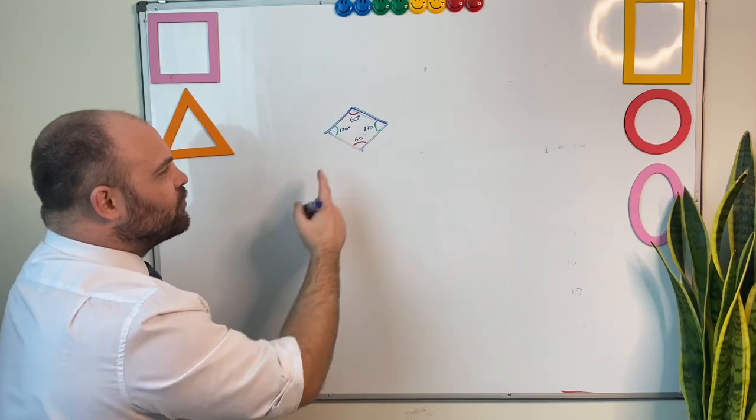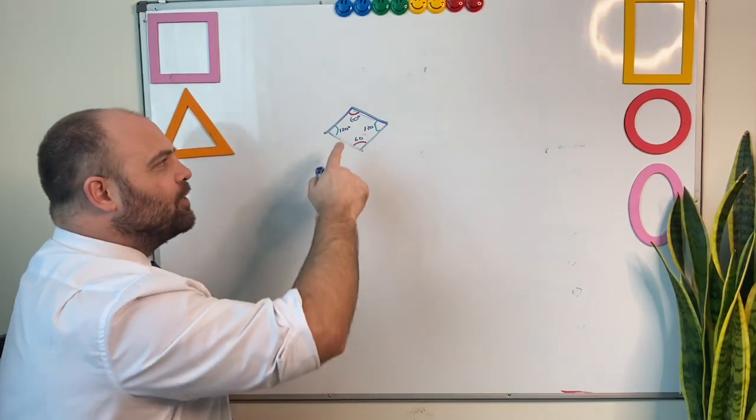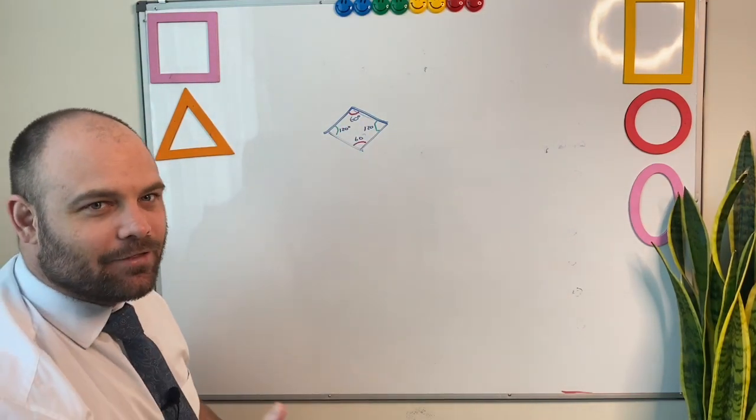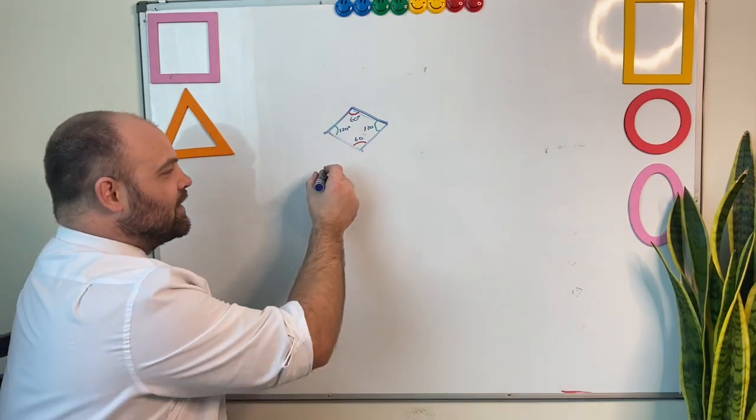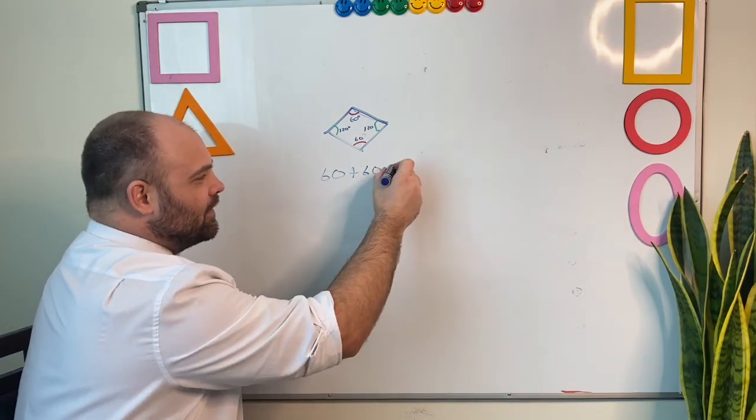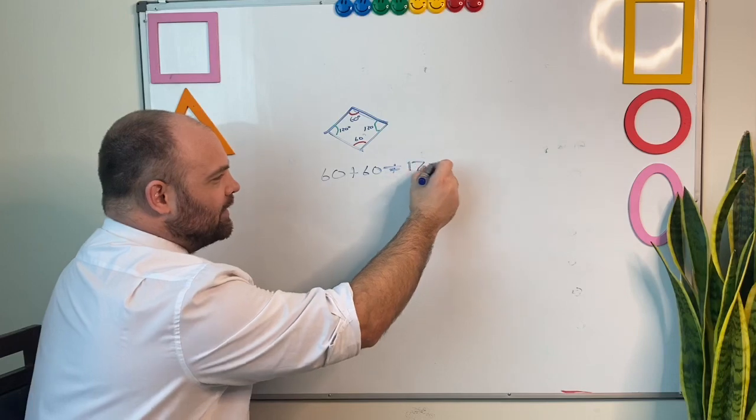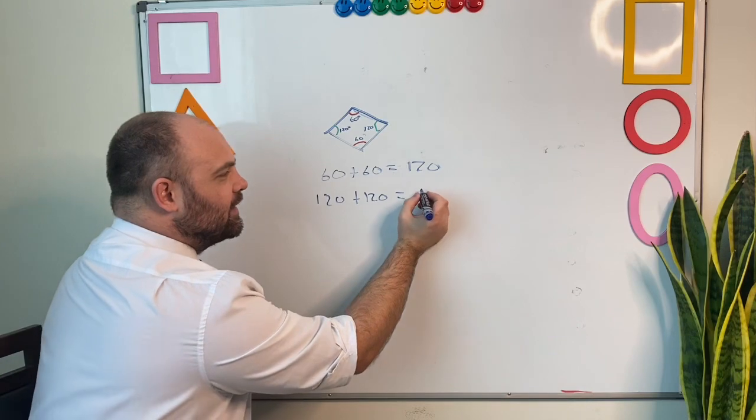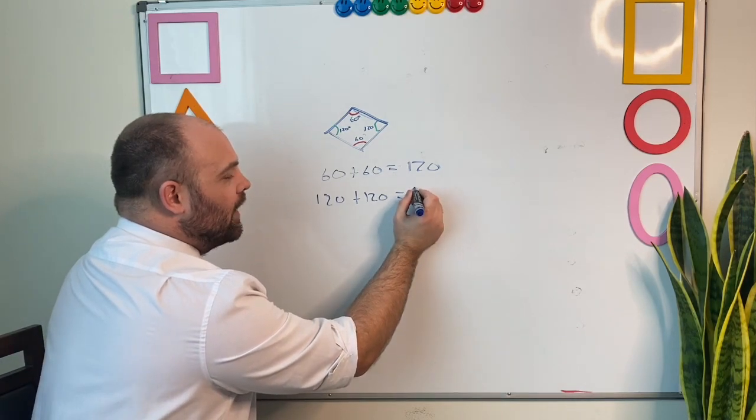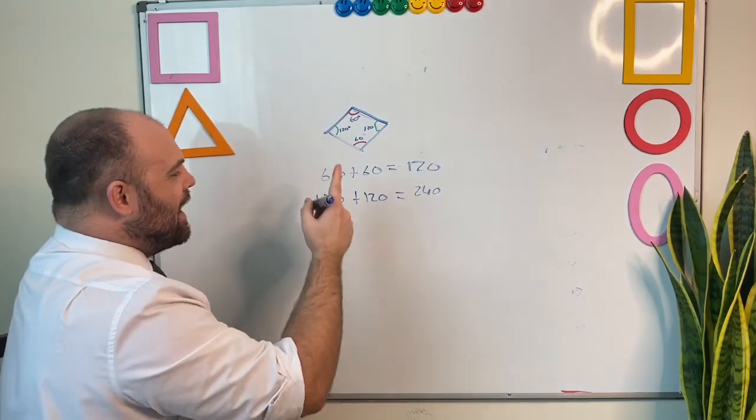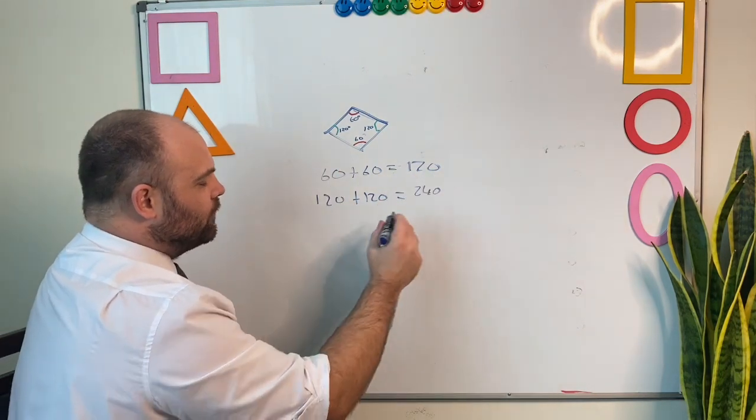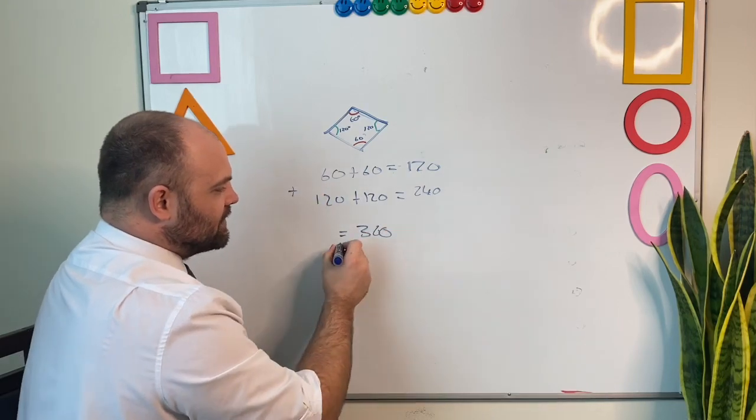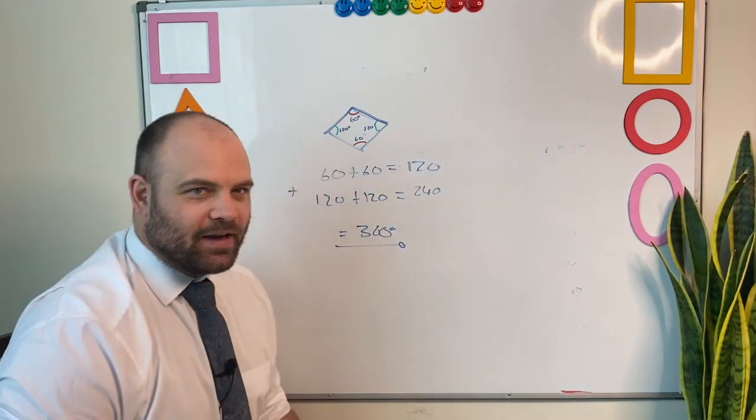So if I try to calculate if this was correct, I would need to add up all of these angles inside and make sure that they added up to exactly 360 degrees. So let's try that. 60 plus 60 equals 120. 120 plus 120 is equal to 240. And 120 plus 240 is equal to 360 degrees. So I know that that is correct.